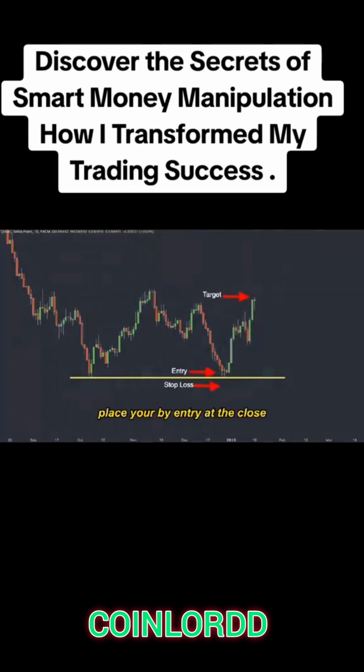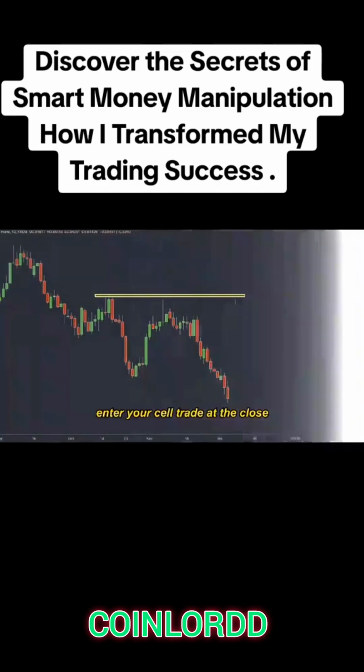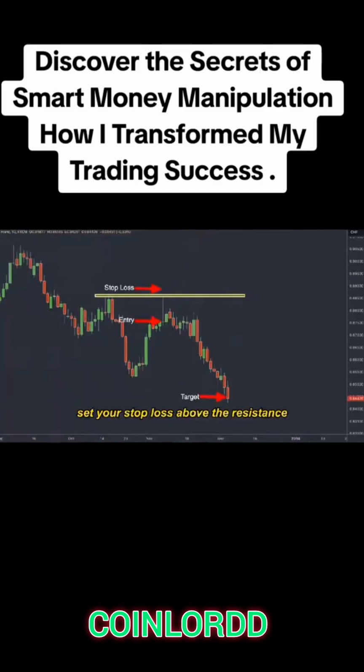Place your buy entry at the close, stop loss below the support, and target the next resistance. At a resistance level, a bearish tailed bar or doji indicates possible seller strength. Enter your sell trade at the close, set your stop loss above the resistance, and aim for the next support level. If you're using this strategy, I can almost guarantee that you're on your way to making some serious money.